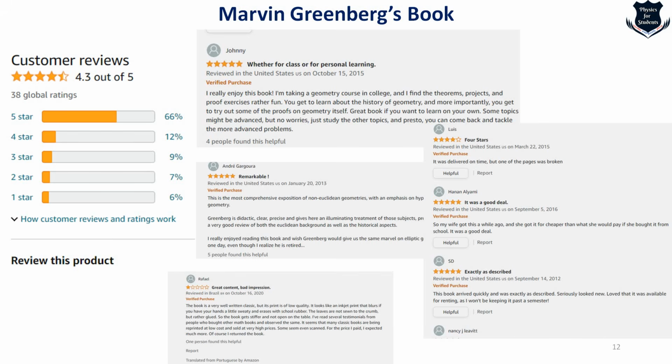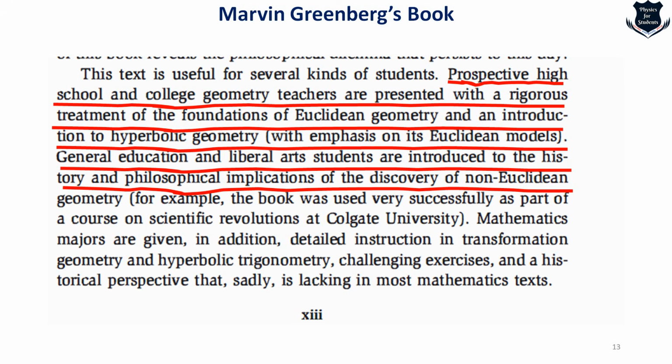Before going into the content and telling you what Greenberg's book actually contains, you can read those parts which I have highlighted, because this tells you the objective. Prospective high school and college geometry teachers are presented with a rigorous treatment of the foundations of Euclidean geometry and an introduction to hyperbolic geometry. General education and liberal arts students are introduced to the history and philosophical implications of the discovery. So if you're an arts student, you can even read this book so that you can understand the philosophical implications and a lot of stories about the discovery of non-Euclidean geometry.